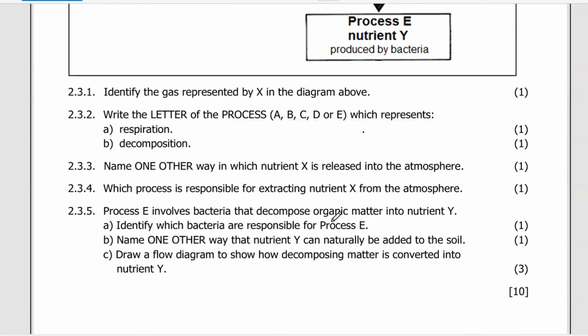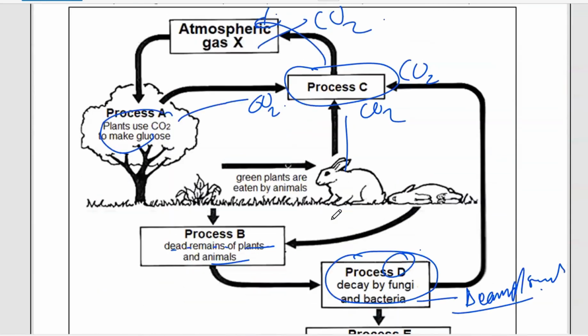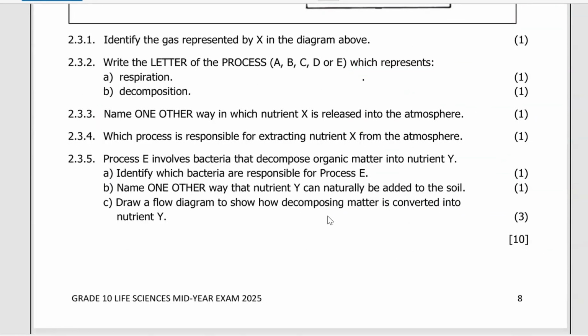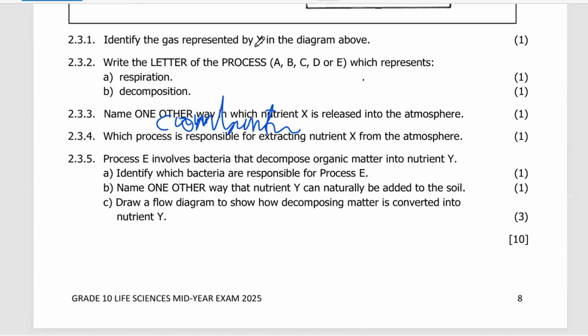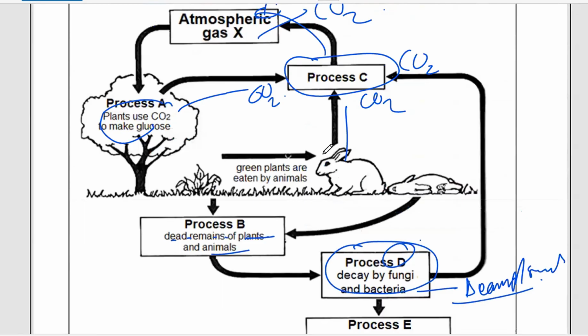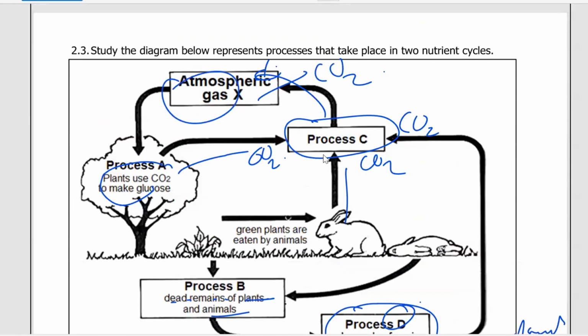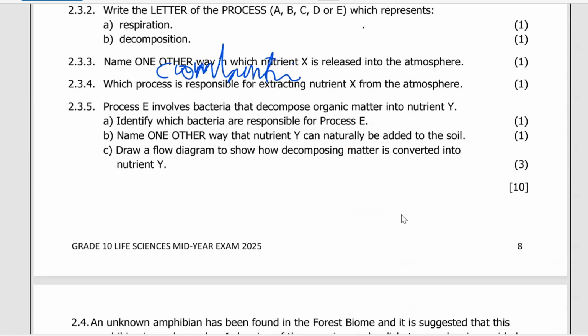Then they're saying, name one other way in which nutrient X is released into the atmosphere. Nutrient X, okay, carbon dioxide. It can go through burning, combustion. Yes, we call it combustion. And then they're saying, which process is responsible for extracting nutrient X from the atmosphere? So how do we get this carbon dioxide from the atmosphere? We get carbon dioxide from the atmosphere through a process called photosynthesis.